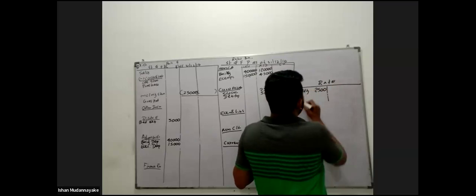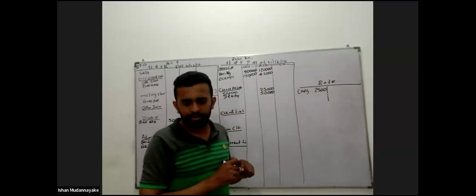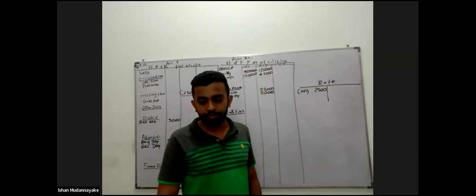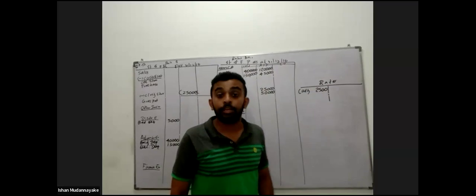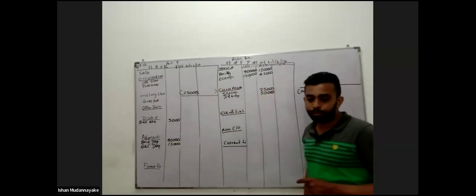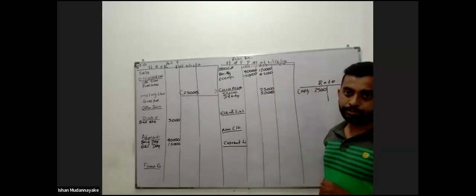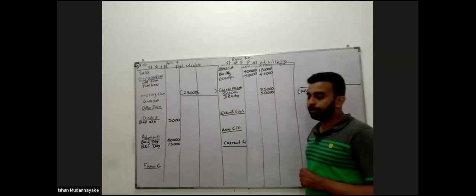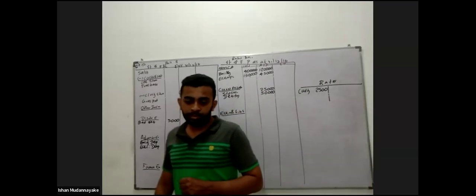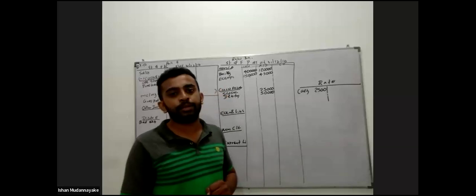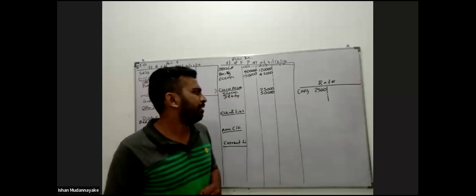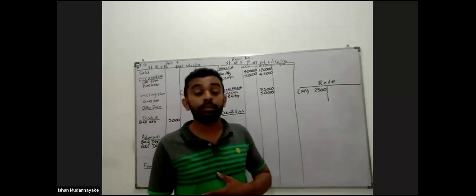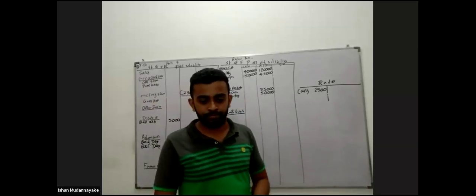This 2,500 is a paid amount in cash. But the question says that another 500 is payable. So we prepare the profit and loss statement based on the accrual concept. According to the accrual concept, relevant income and relevant expense for the period should be recorded. Here, for rates, we have paid only 2,500, but another 500 is payable.